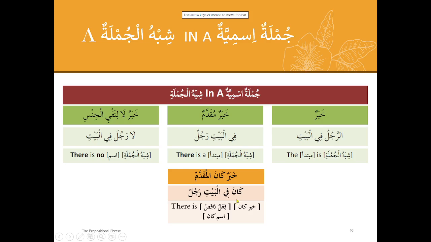Sister Shiraz, what's the status of khabar kana? Mansub. Yes. So kana fil bayti rajulun, kana fil bayti. So the khabar is mahzuf, strictly speaking. So what is the status of kana and fil bayti? What's the status of the mahzuf?